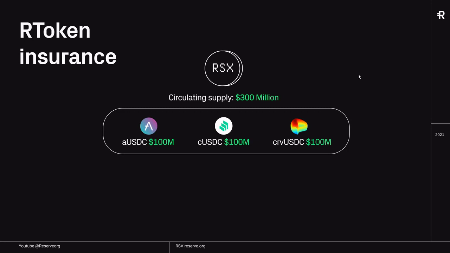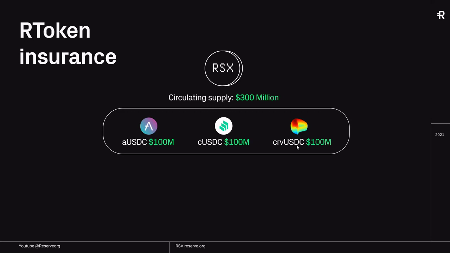Let's imagine a hypothetical situation for that new stablecoin that we will be releasing on mainnet. I'm still calling it RSX because we haven't defined the actual name yet, so keep in mind this is a placeholder. Let's imagine a situation where it has a circulating supply of 300 million and where it's backed by three assets, one third each. These are just examples, by the way: one third aUSDC, 100 million, one third USDC, and one third Curve USDC.